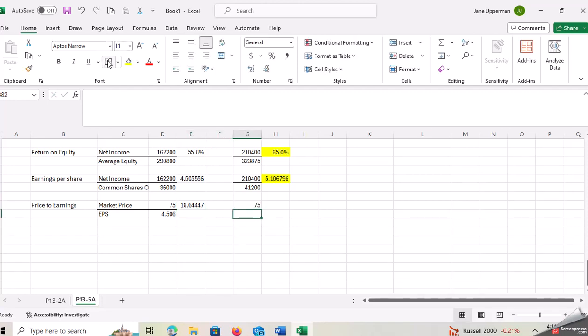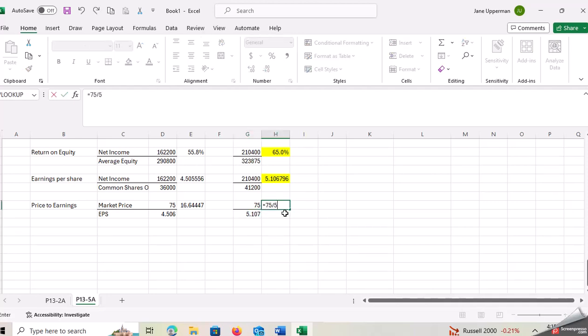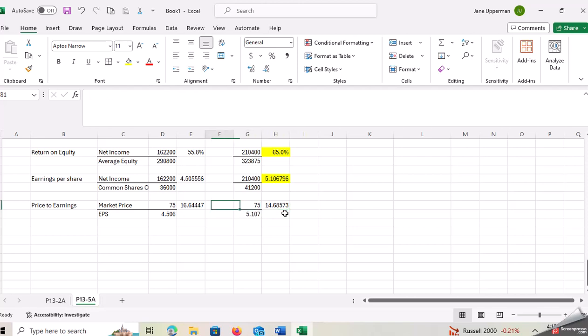Then the other one, the market price is the same, $75. Their earnings per share are a little bit higher. We calculated it right above there. So 5.107, if I round it to three decimals like I did for the other one. So 75 divided by 5.107 gives us 14.658685. So then the market in general has a little more confidence in this first company.